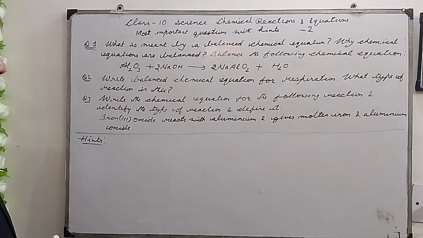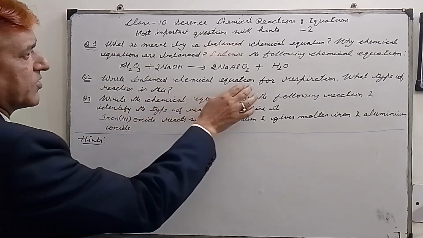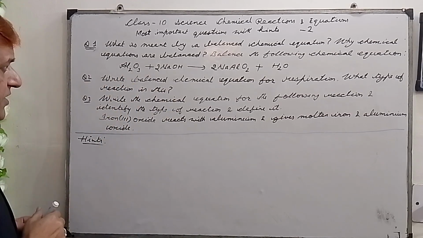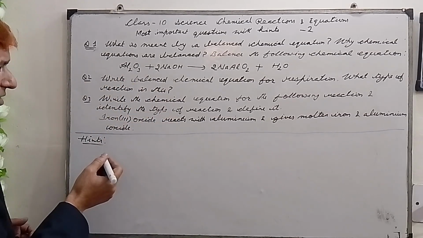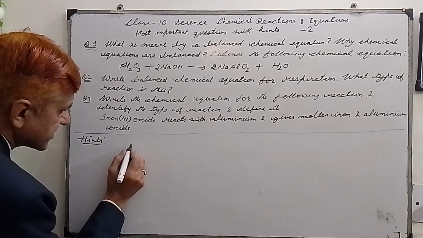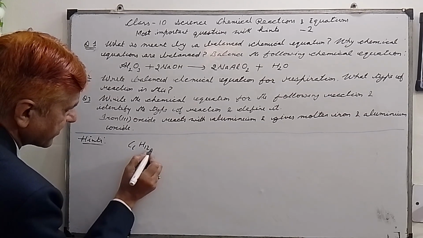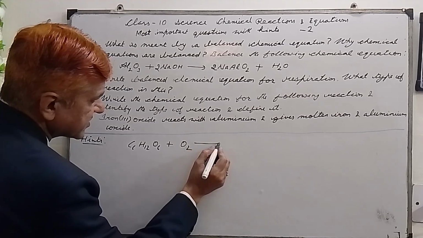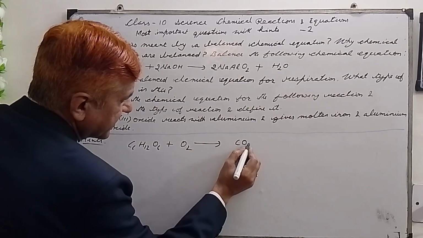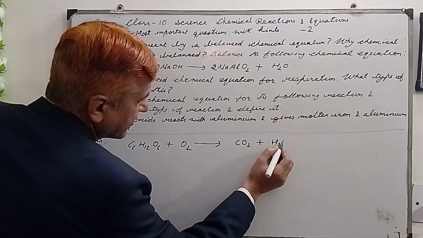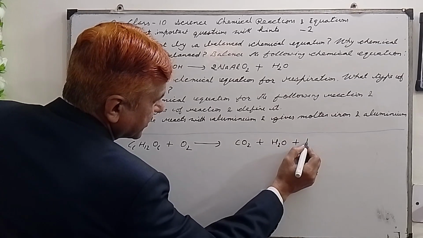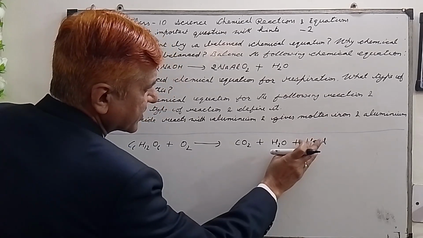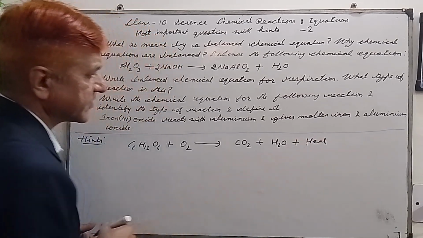Now the second question is: write the balanced chemical equation for respiration. What type of reaction is this? So my dear students, what is the chemical equation for respiration? C6H12O6 plus oxygen gives carbon dioxide plus water plus energy or heat. My dear students, this is a very important chemical equation, so please learn it.